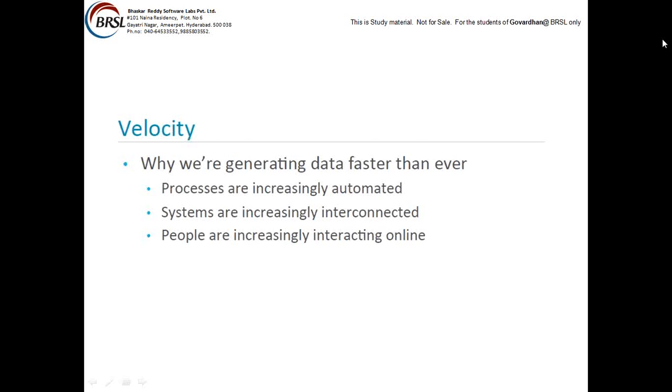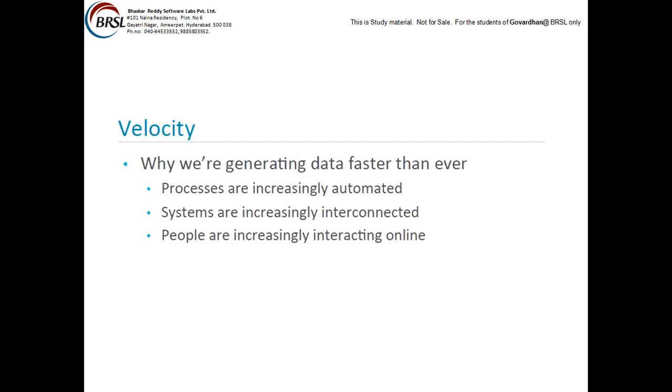So velocity is the first one. We are generating data faster than ever before, because we have processes that are getting increasingly automated. Banking is an automated process. Once upon a time you had to go to the bank. Now systems are getting interconnected. You don't have to go to the bank, no need to go to an ATM. Today, sitting at a desktop or a laptop, you can do everything. Payment made easy, payment made online. Systems and payment gateways are increasingly getting interconnected, and they are doing a lot of transactions.